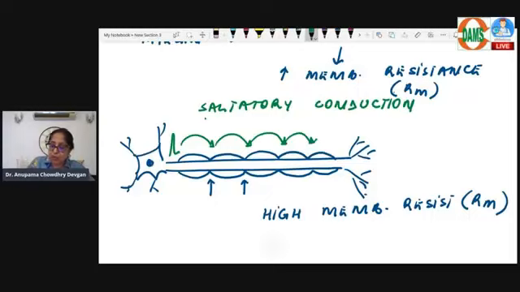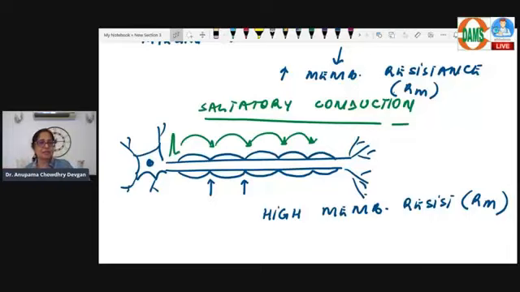It jumps from node to node, and that is how it has a higher velocity, right? So even though a large diameter nerve fiber has a high membrane resistance, in spite of the high membrane resistance, it has a higher velocity of conduction. Why a higher velocity of conduction? Because, like I said, the action potential will jump from one area of low resistance to another area of low resistance.